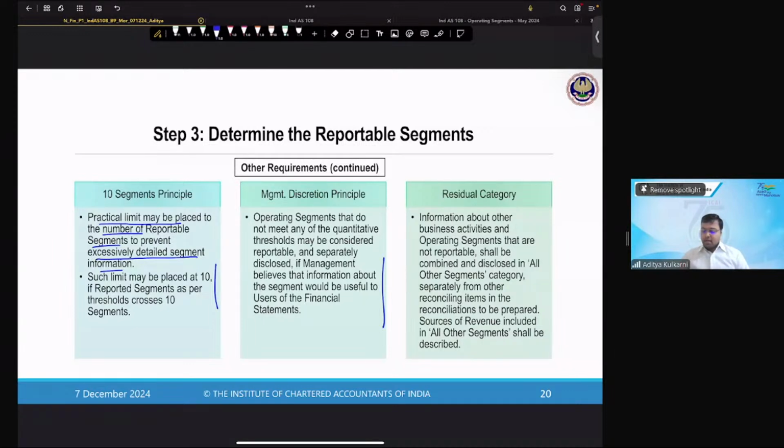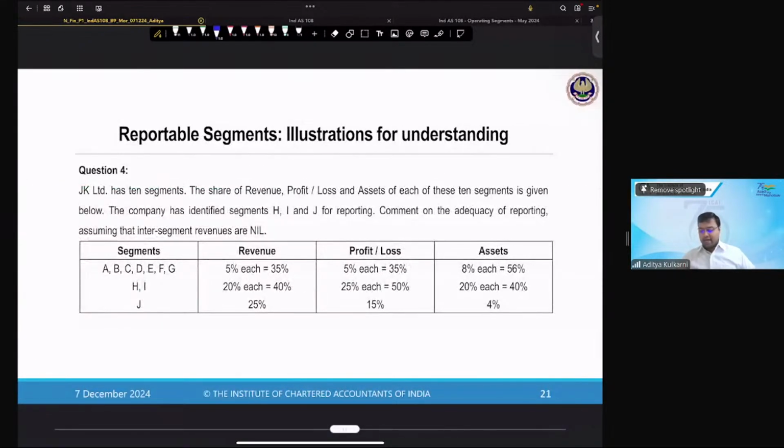Okay, next, coming to the residual category: information about other business activities and operating segments that are not reportable shall be combined and disclosed in the all other segments category, separate from other reconciling items in the reconciliations to be prepared. Sources of revenues included in all other segments shall be described. So that takes care of that part.